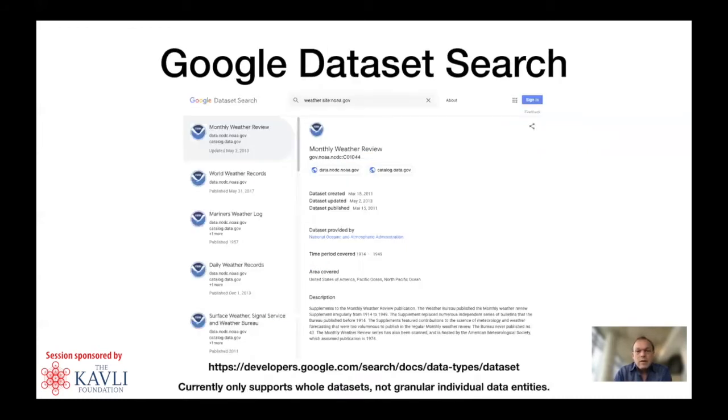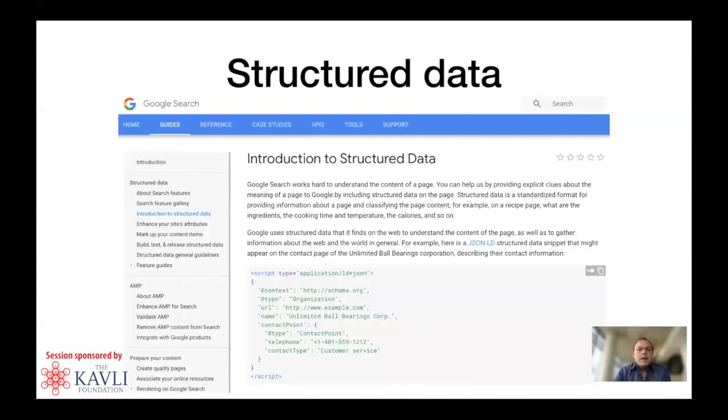Now, Google has also built the Google Dataset Search, which enables a user to find data sets of interest. The way they do that is to encourage data set providers to fill out some basic metadata about those data sets. In this case, it's something called structured data. This uses a JSON-LD data snippet embedded within the web page that provides useful information. In this case, there's contact information for a business embedded within the website.